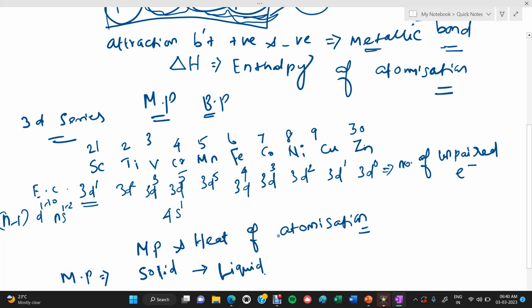So what is enthalpy of atomization? In enthalpy of atomization, a solid changes into gas. It changes into atoms.